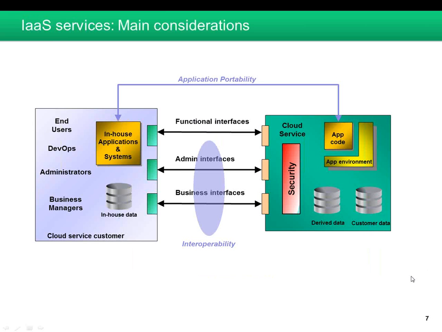So this chart highlights the interoperability and portability considerations for IaaS. The primary considerations for interoperability at the center are highlighted in the shaded area. So admin and business interfaces require the most attention, while functional interfaces should be less of an issue since the customer retains control over these interfaces even after the application services are moved to the cloud.